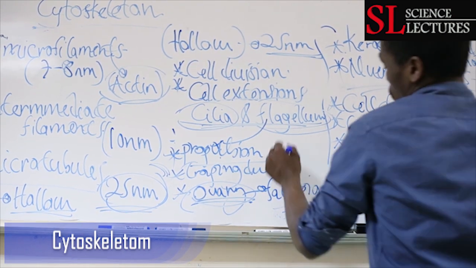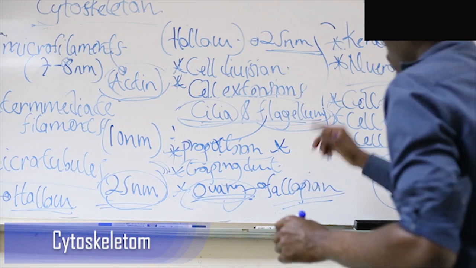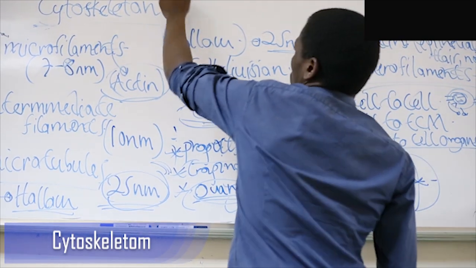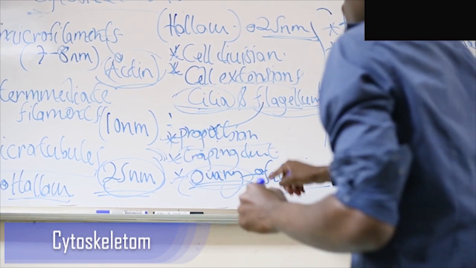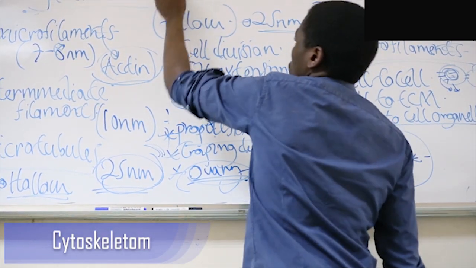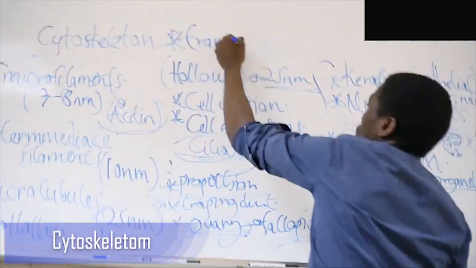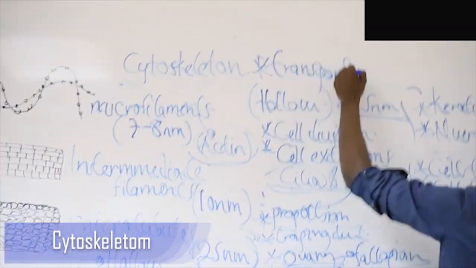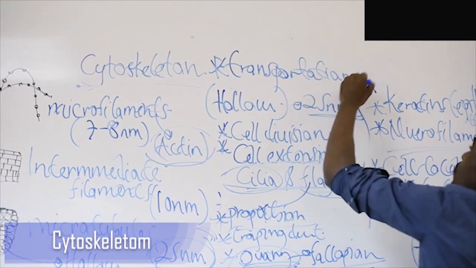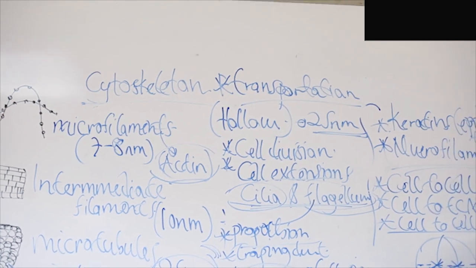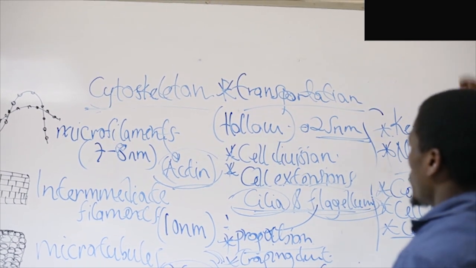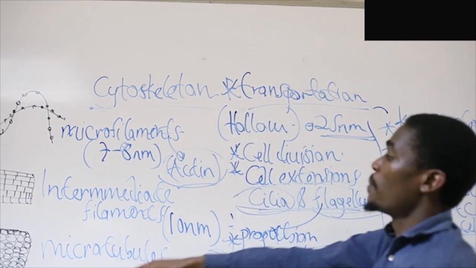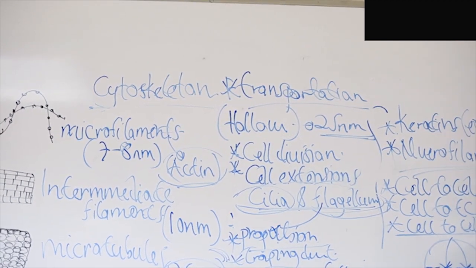Then also one important function with microtubules: they're used for transportation of organelles within the cell, of different particles within the cell. Let's say we have a vesicle and we need to transport the vesicle from one destination to another. We need the microtubules to do that transportation.